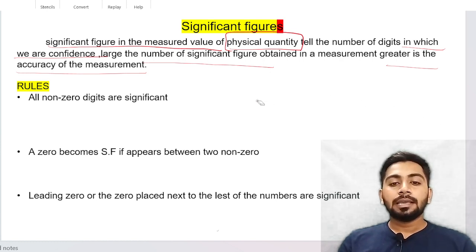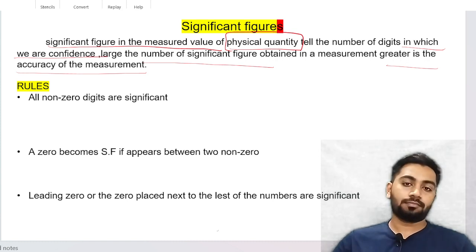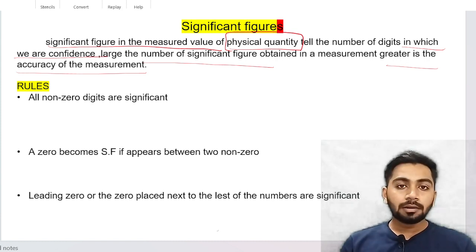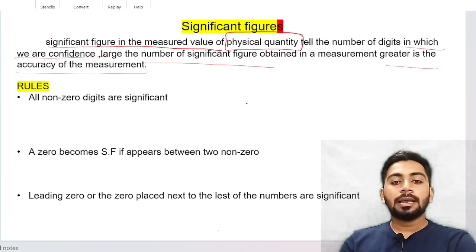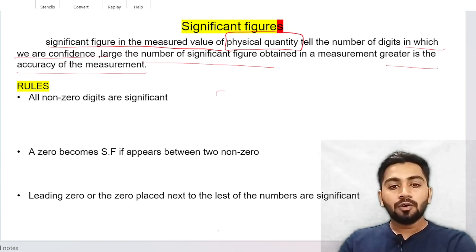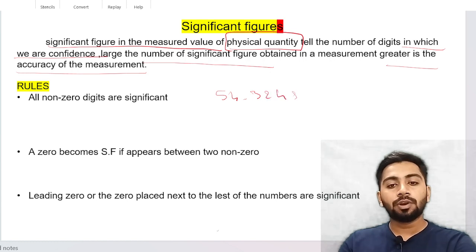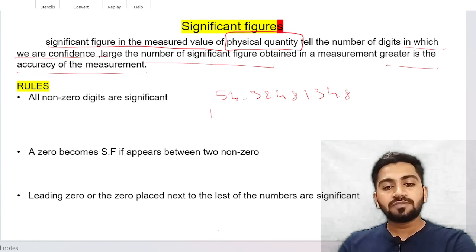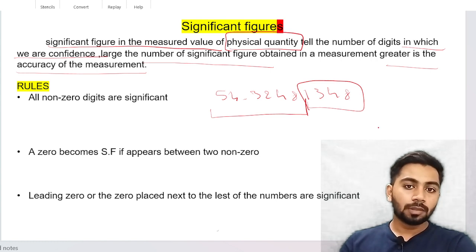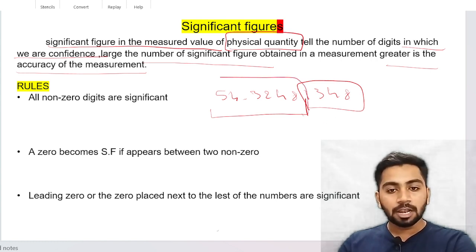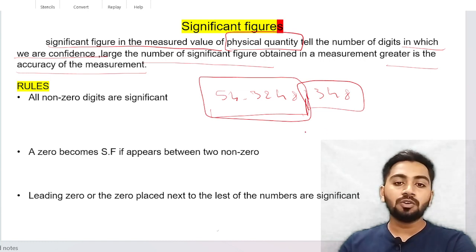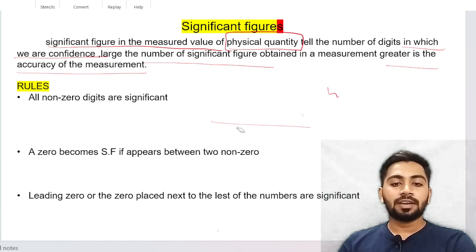A significant figure is a figure or number up to which we are confident. Suppose you do one experiment and you got a value like 57.32481347. Your confidence is only up to a certain digit. You don't know whether the rest is true or false, so you will write only up to that value. This kind of figures are called significant figures.